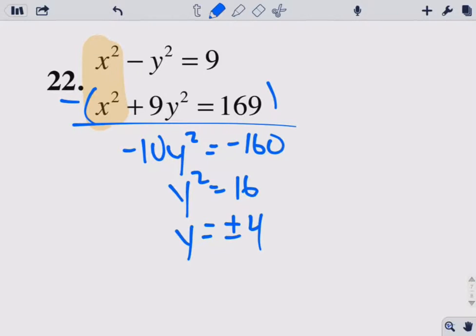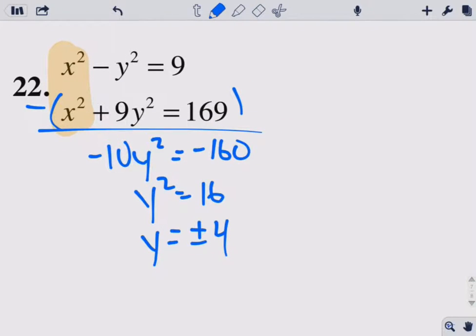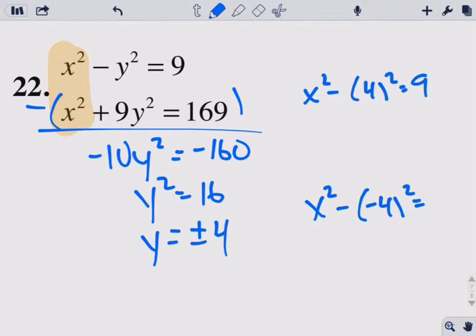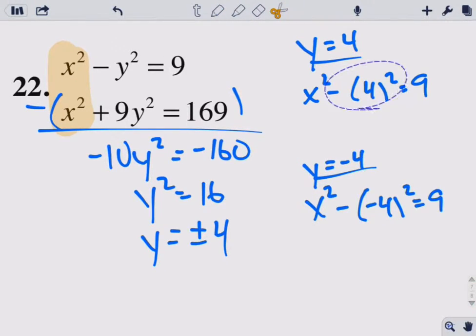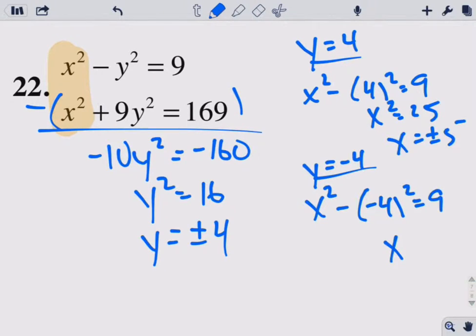And so let's look at this when y is equal to positive negative 4. Okay, so I'll get x squared minus 4 squared is equal to 9 versus x squared minus negative 4 squared is equal to 9. That's when y is equal to 4. That's when y is equal to negative 4. Okay, so that's 16 minus 16, so you add 16, so you get x squared is equal to 25, or x is equal to positive negative 5. Same thing will happen here, because that's 16, so it makes it minus 16. 9 plus 16 is 25. X squared equals 25, so x is equal to positive negative 5.